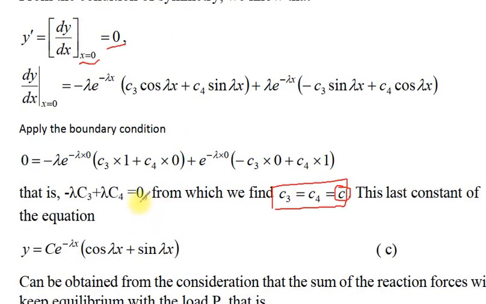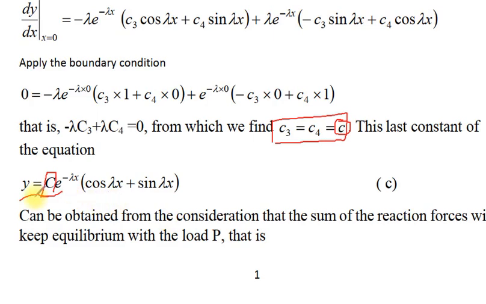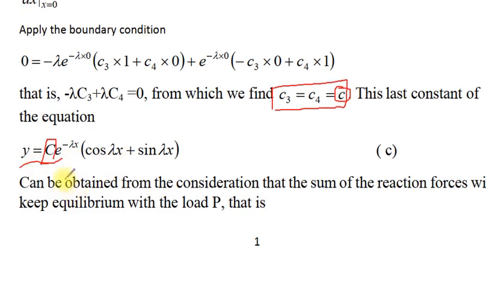Now write the above equation as follows: y equals constant c times e to the minus lambda x times cosine lambda x plus sine lambda x. Now we have to compute the constant. The constant in this equation can be obtained from the consideration that the sum of the reaction forces will keep equilibrium.